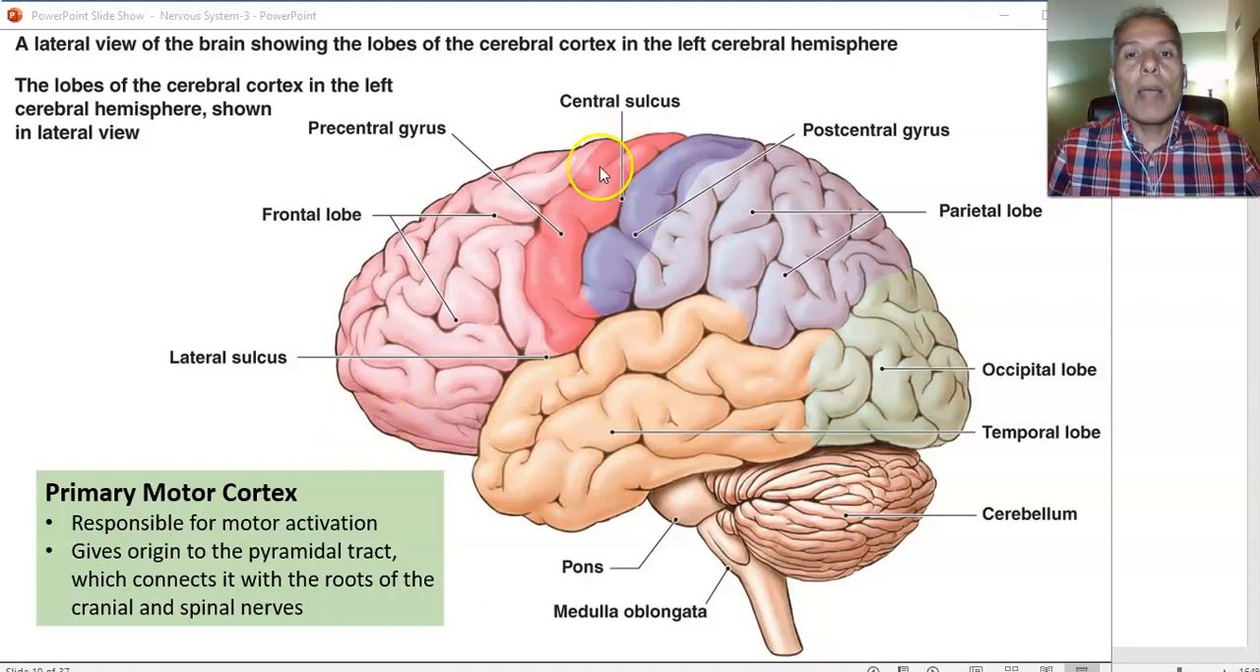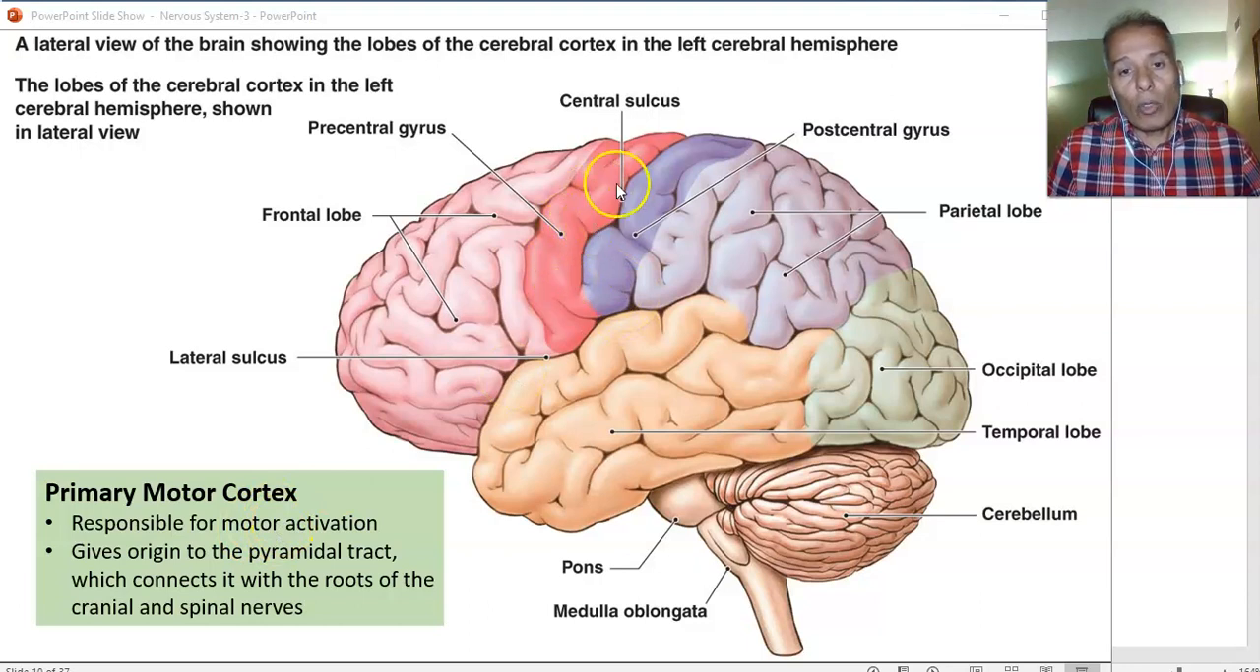So let's begin. The primary motor cortex, again, is anterior to the central sulcus, or the central fissure. Its anatomic name is the precentral gyrus, just the anatomy of it. But the function, it is the primary motor cortex. The area in blue behind it is part of the parietal lobe, called the post-central gyrus, but the function is, it is the somatosensory cortex.